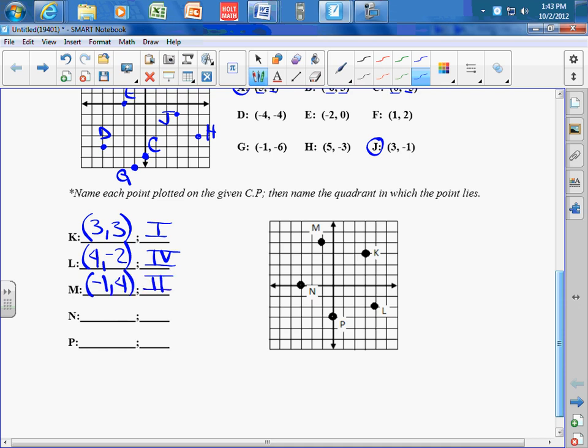N is at negative 3, 0. When the point is on an axis, it's not in a quadrant. We'll write down the word none. Now, don't get it mixed up with P being at 0, negative 3. There's a reason why we have ordered pairs, and it's because it tells us which way to go for the x, which way to go for the y coordinate. Again, it's not in a quadrant, so we say none for the quadrant.